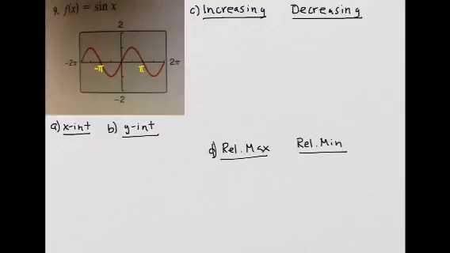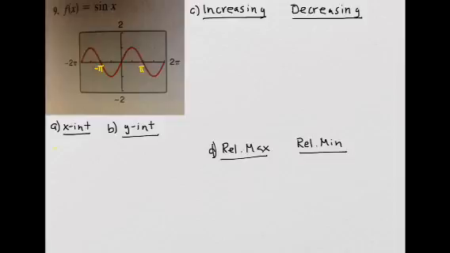Alright, so for number 9, they're asking those four things: the intercepts, the intervals where the graph is increasing, decreasing, and the relative max and min. That's what the relative extrema means, to give the maximum and minimum points. So let's start off with the x-intercept, or intercepts. So we see there are 1, 2, 3, 4, 5. So I'm just going to list them.